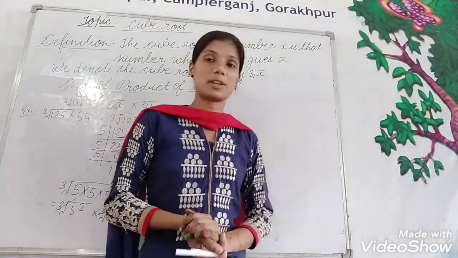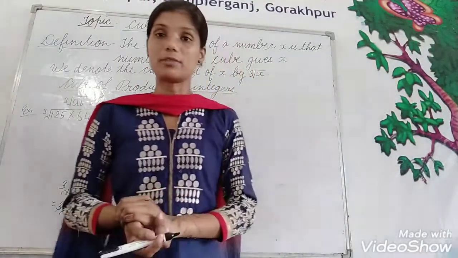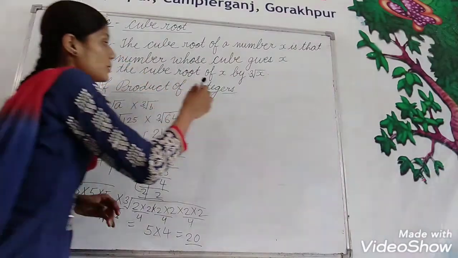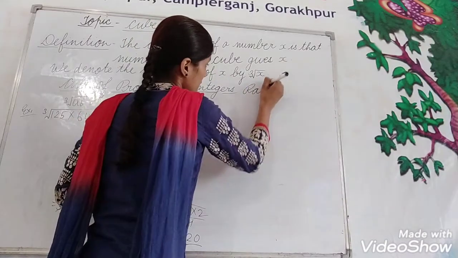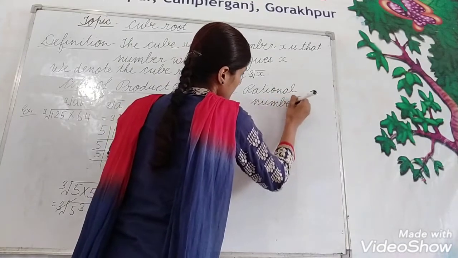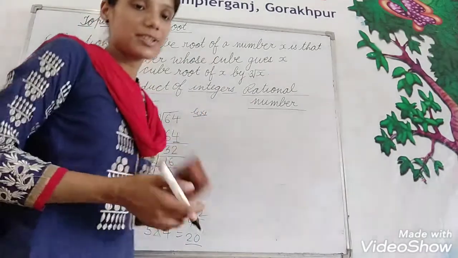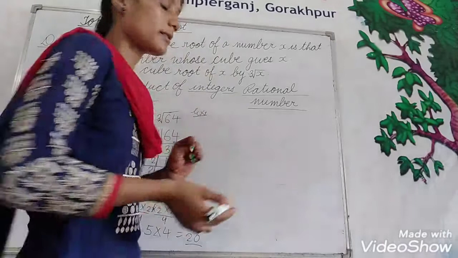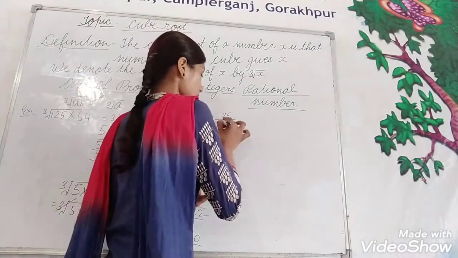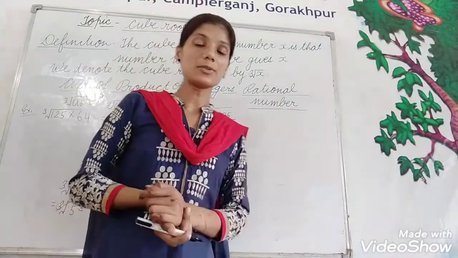topic, the next and last topic of this lesson, is how to find the cube root of a given rational number, a rational number in the form of p upon q. Let me explain the cube root of a rational number with an example. Your number is given like minus 125 upon 512. This is your rational number.